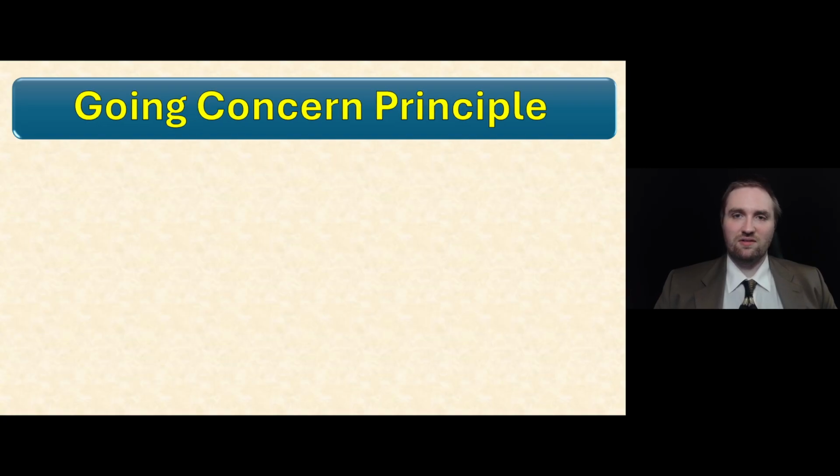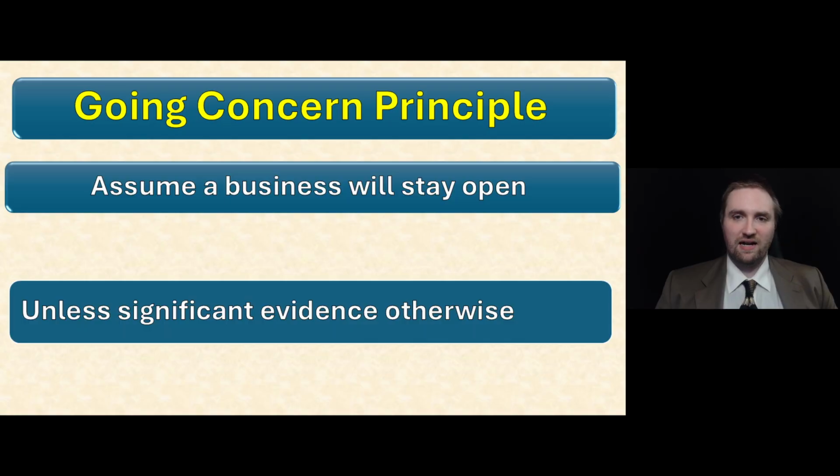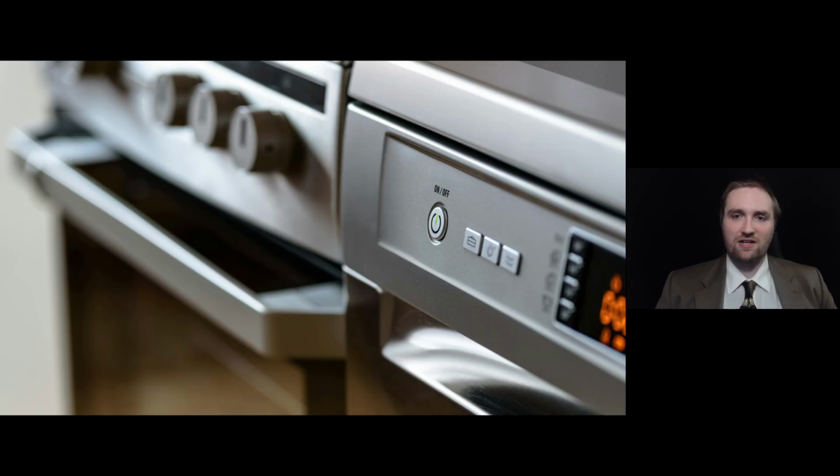Principle number 7, the going concern principle. The going concern principle means that you should always assume a business will stay open unless there's significant evidence otherwise. This means recording transactions over their appropriate time period unless the business starts feeling shaky. For example, let's say Abby buys a new oven for her bakery. She would record the transaction under the assumption it will be used for her business for the foreseeable future.